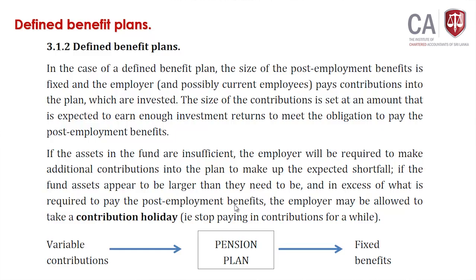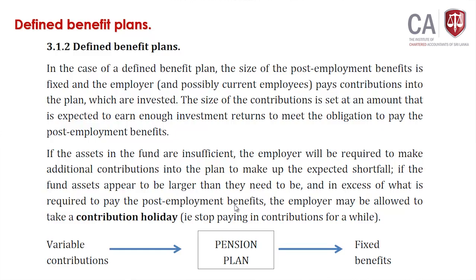That contribution is variable. If the fund is insufficient, the employer will be required to make additional contributions into the fund to make up the expected shortfall. Very important. If the funds in the fixed deposit, the asset to meet that liability, are not enough, at the claiming point you have to pay from your own hand. You have to pay some extra money, right?